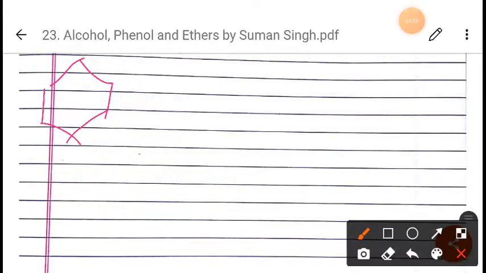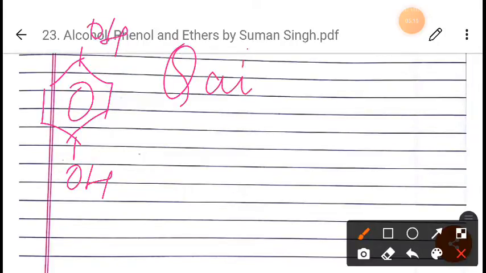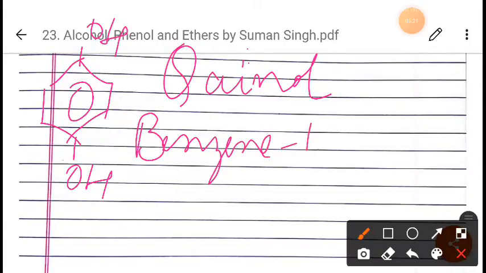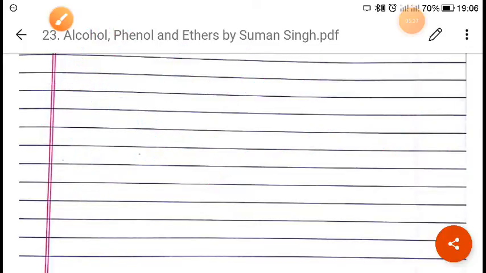Now next, one more example. Suppose here is OH and here is again OH. So this is called what? This is quinol. Or we can also write the IUPAC name as benzene 1,4 diol.